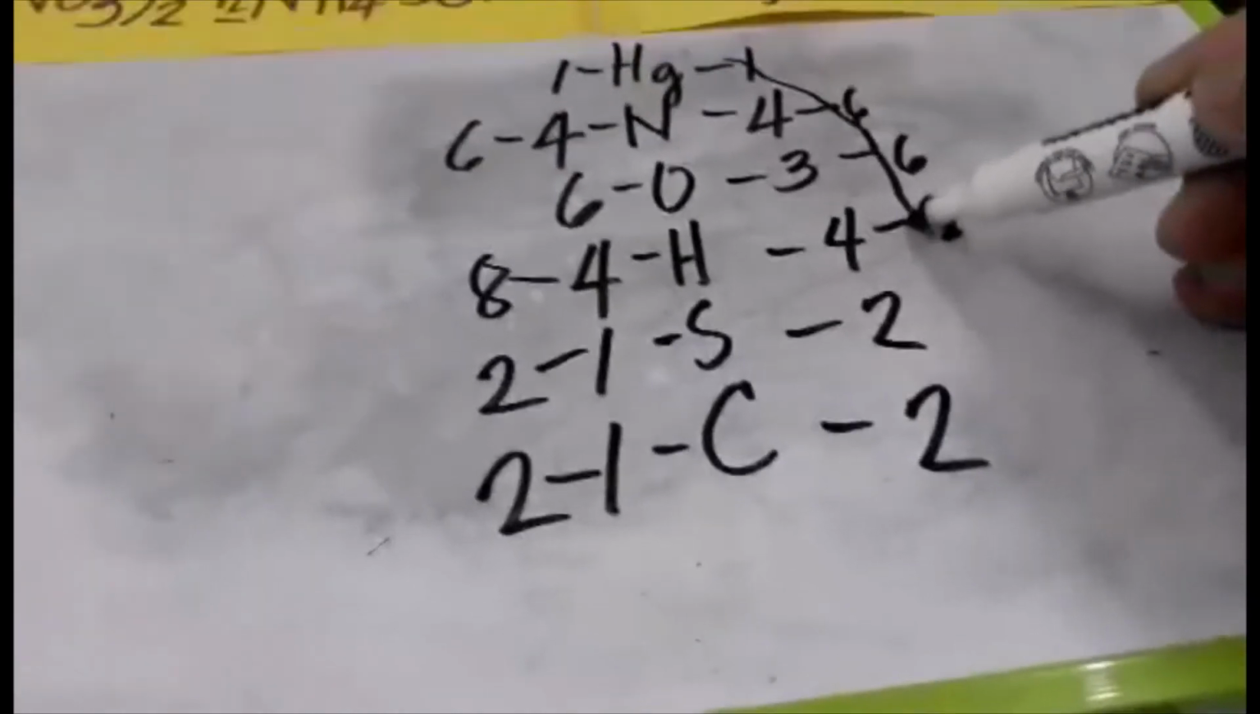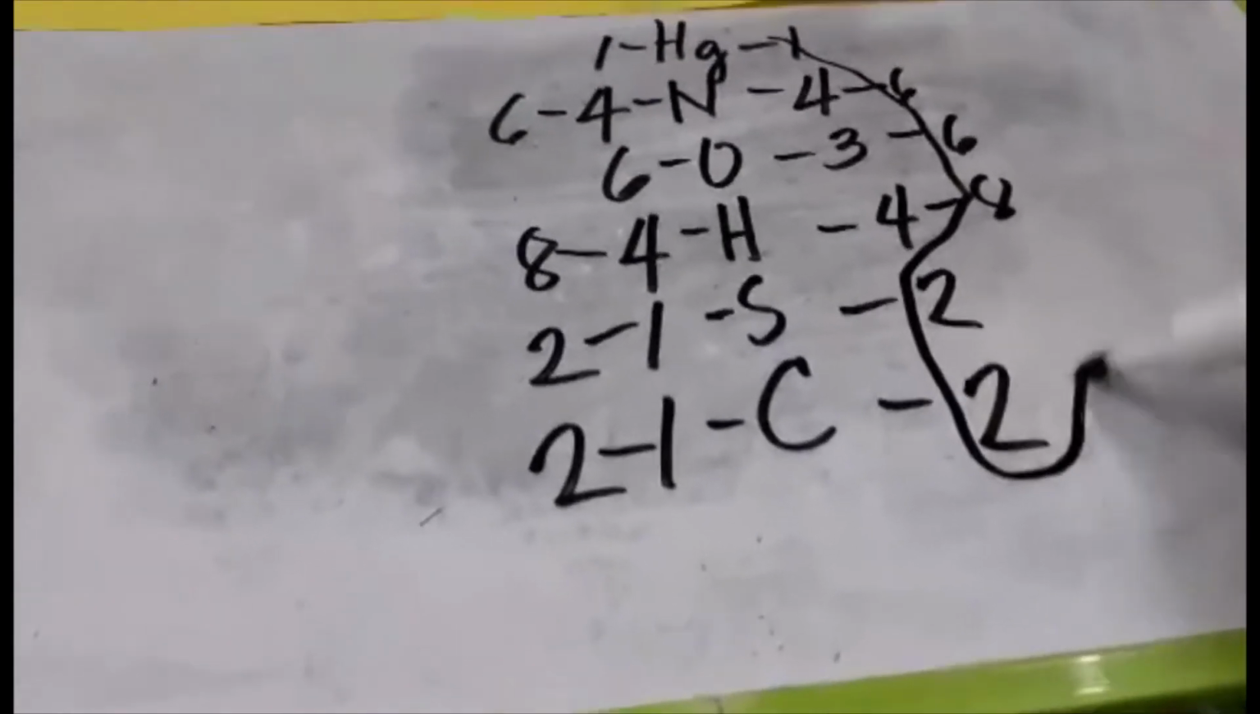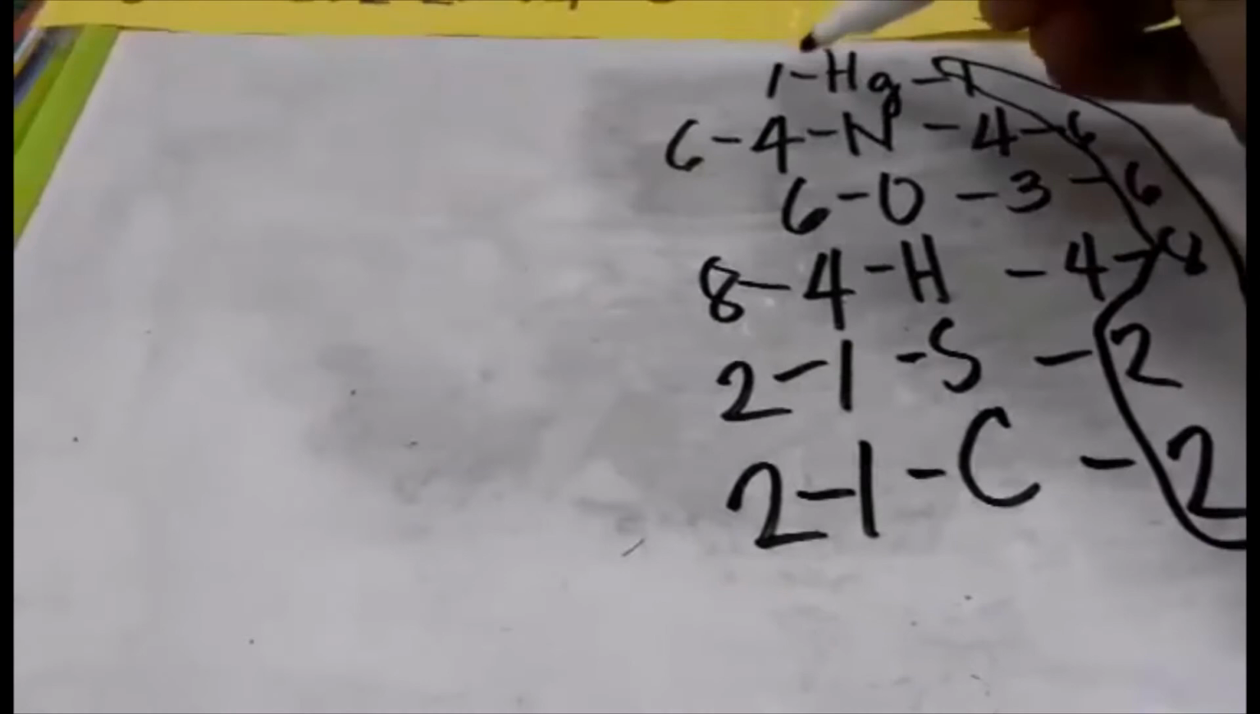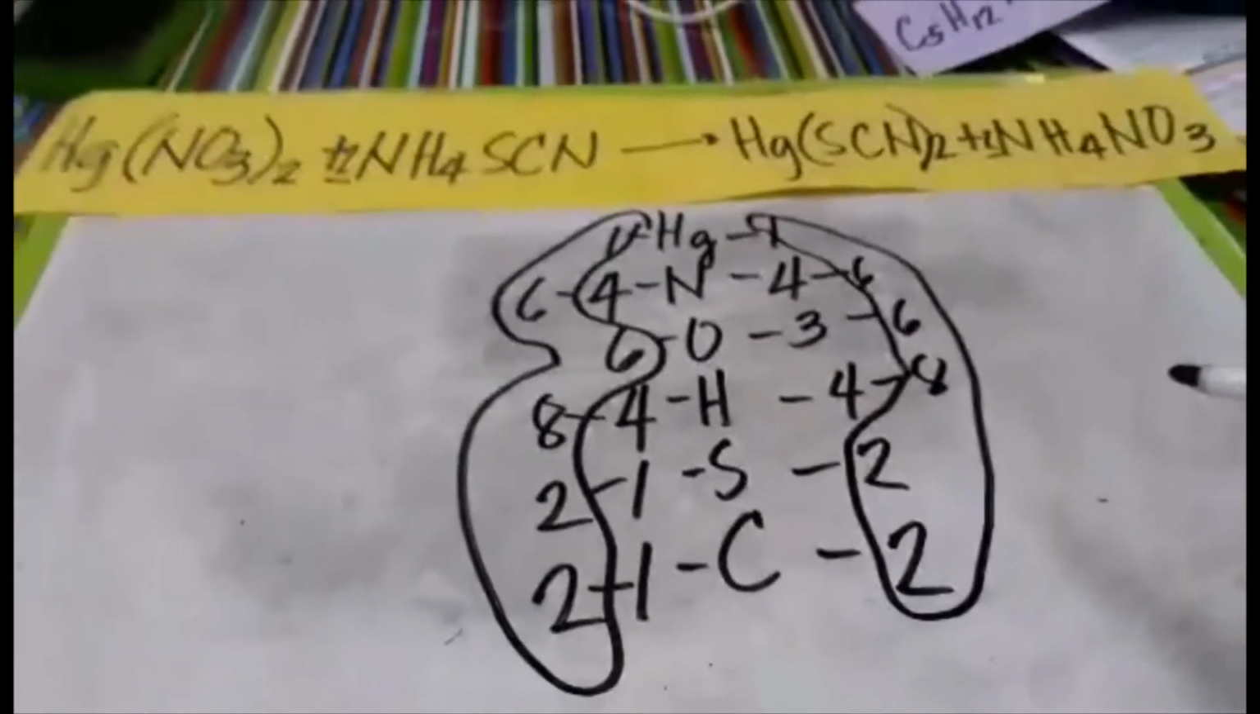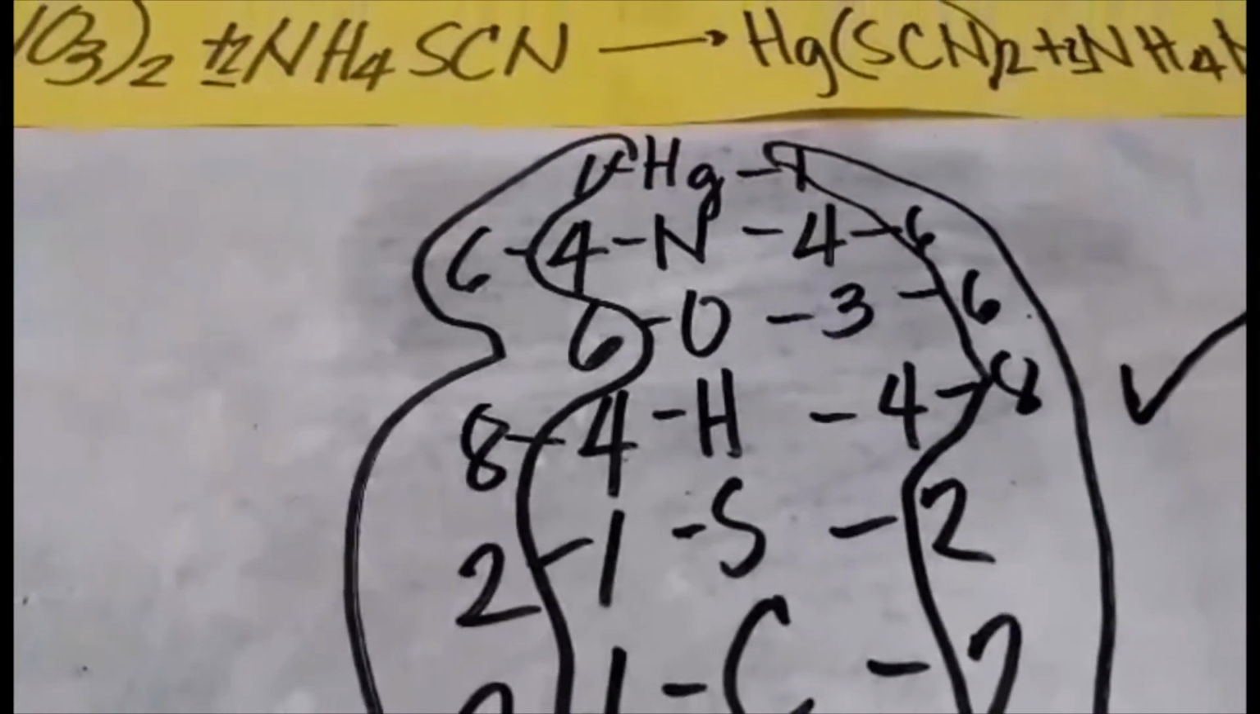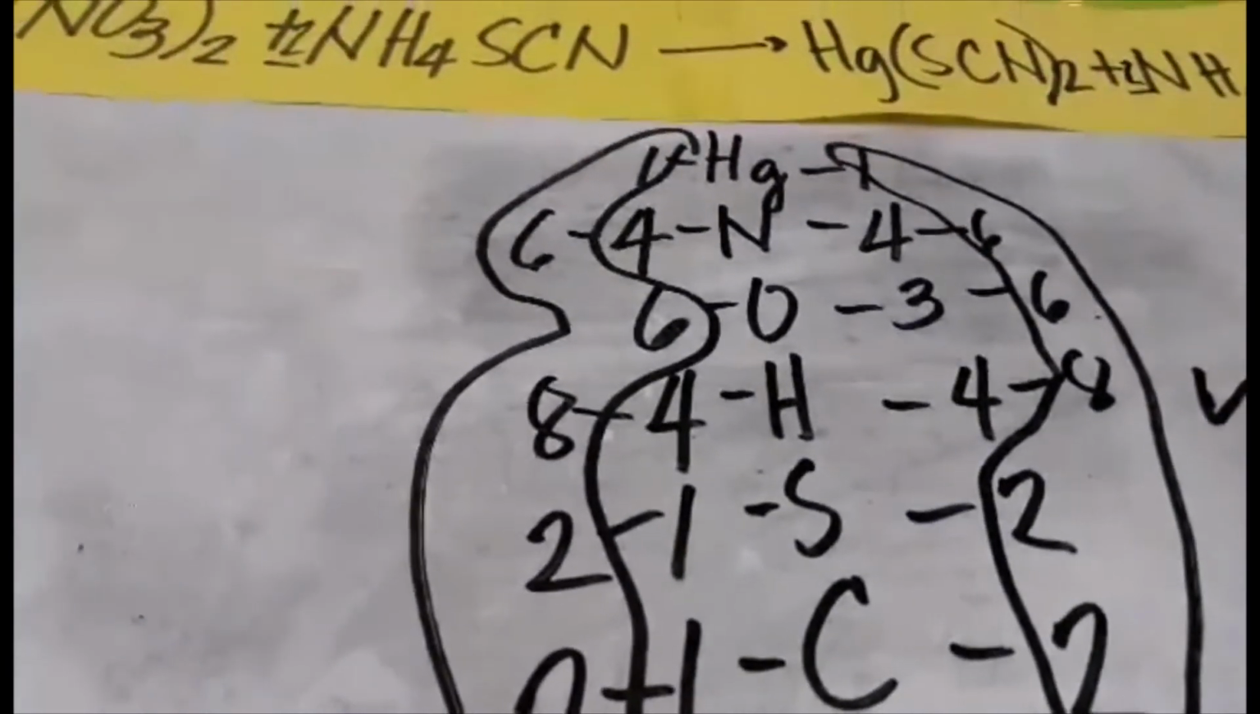So 1, 6, 6, 8. Okay? Then 2, 2, these are pare-pareho lang po yan with the product. So it's very basic equation. Okay? So this is our final equation, balance equation. So this is already our third equation that we balance.